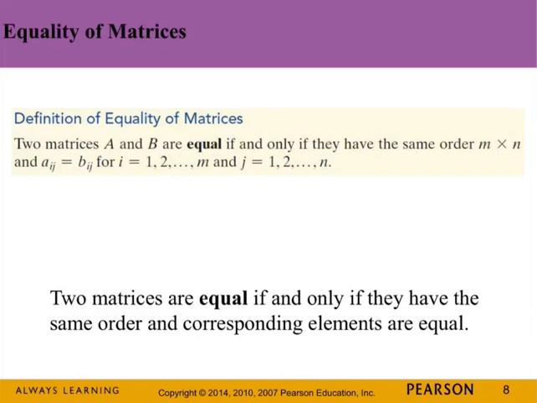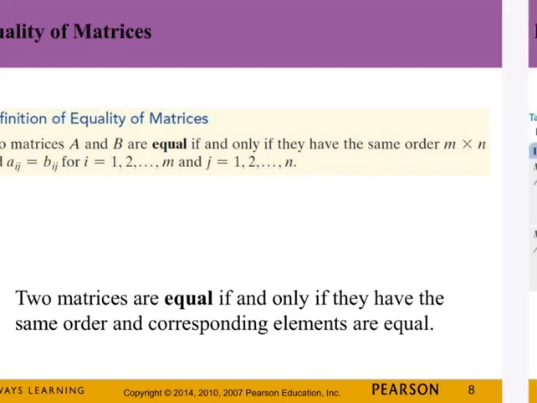So two matrices A and B are equal if and only if they have the same order m by n, and aij equals bij as i goes from 1 to m and j goes from 1 to n. Two matrices are equal if and only if they have the same order and the corresponding elements are equal, right? So again, we're saying that two matrices are equal. They have to have the same size with the same corresponding entries. That's what this is saying. Okay.